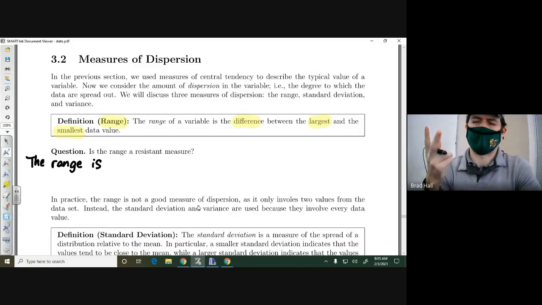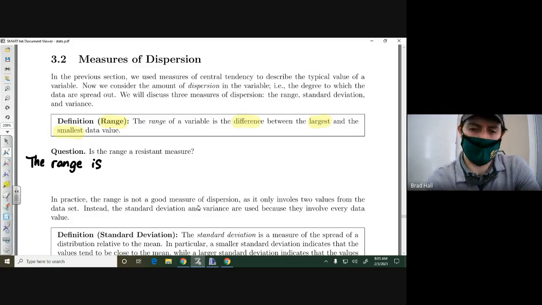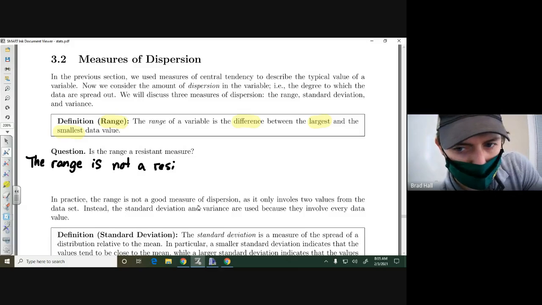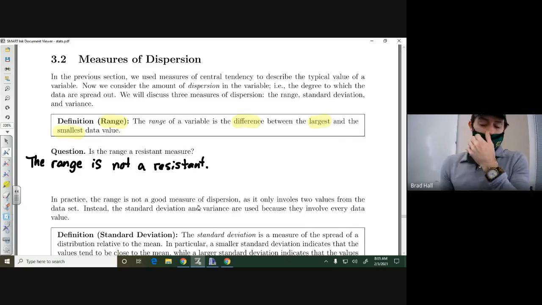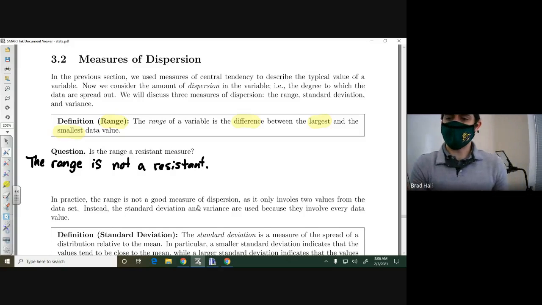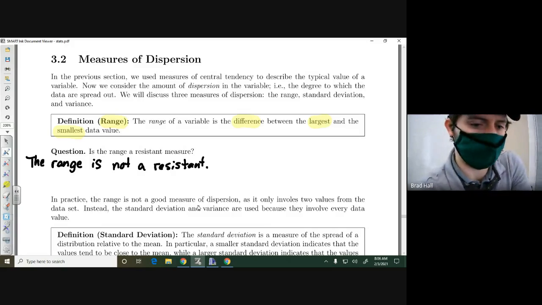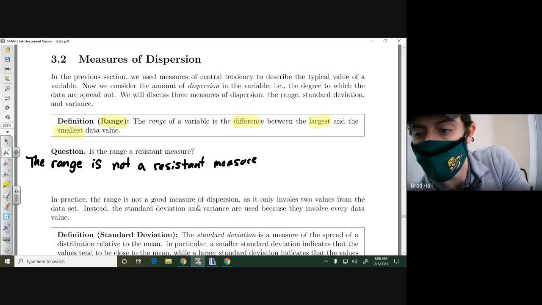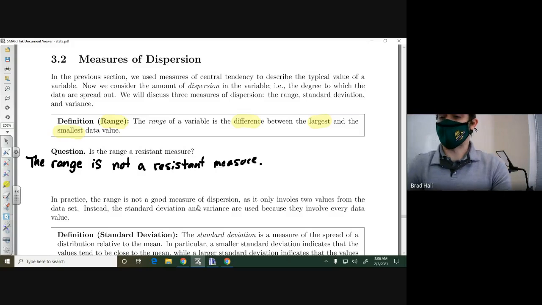Actually, I'll switch the wording. It's not a resistant measure. Okay, I can convince you all why it's not a resistant measure. What it means to be resistant is that when you throw in an extreme value, the value doesn't really change that much. So imagine, I should probably finish that sentence, the range is not a resistant measure. And some example we'll consider off to the side.